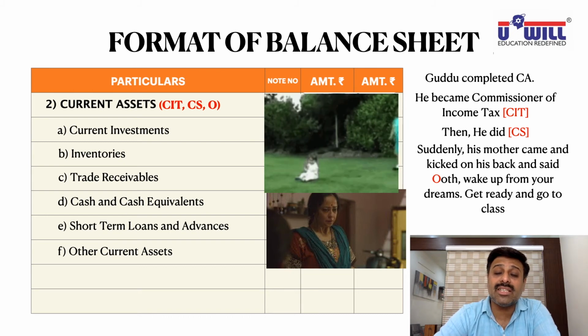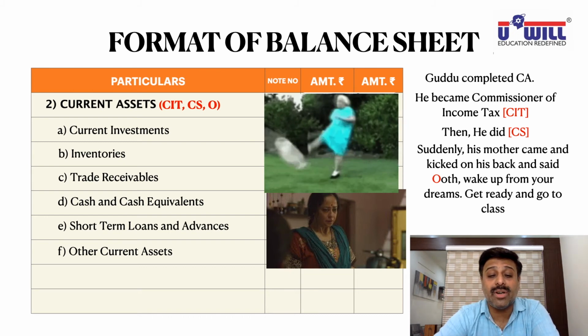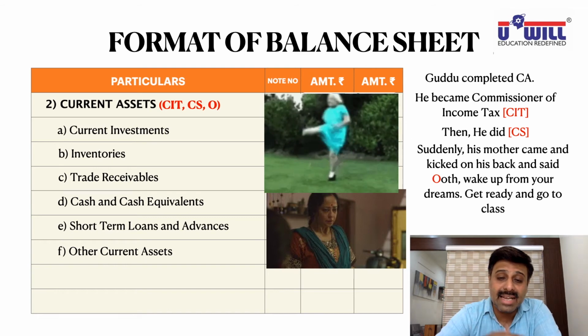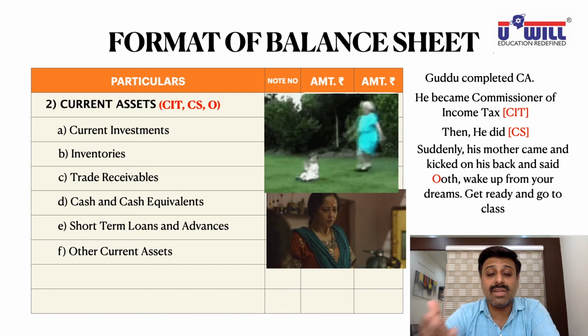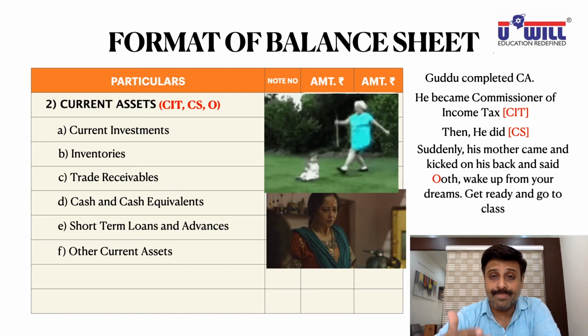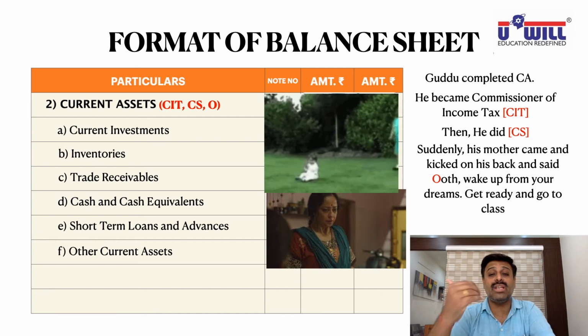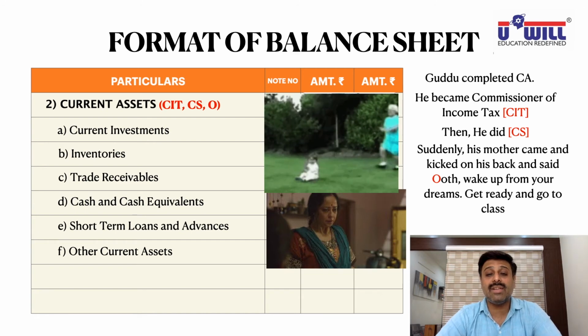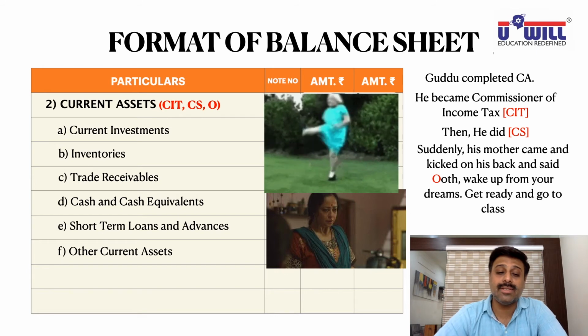Short-term loans and advances: the loans and advances given for a short period of time. In bracket you can write advance income tax. Generally we pay advance tax every year, so advance tax will come in short-term loans and advances. Any loan or advance given to an employee against his salary, say you give him 2-3 months salary in advance if he needs the money, all these kinds of loans and advances will come in short-term loans and advances.